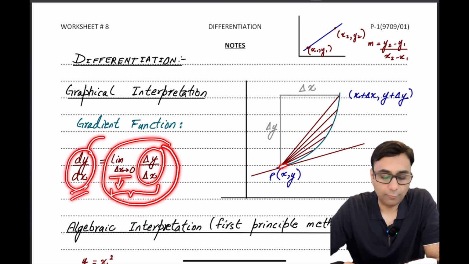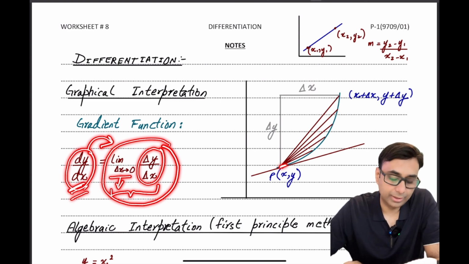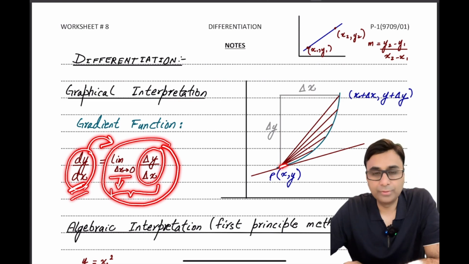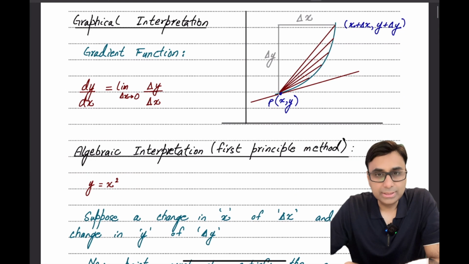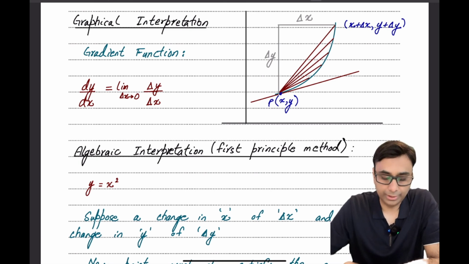So basically this is an alternate way of writing this down, which is an indication of the fact that this is the gradient function. So every time we are looking at the gradient function, we are going to represent that as dy by dx. Now let's see how we can find that gradient function algebraically.